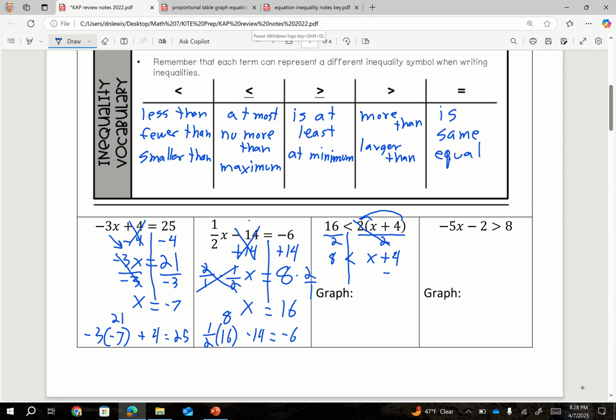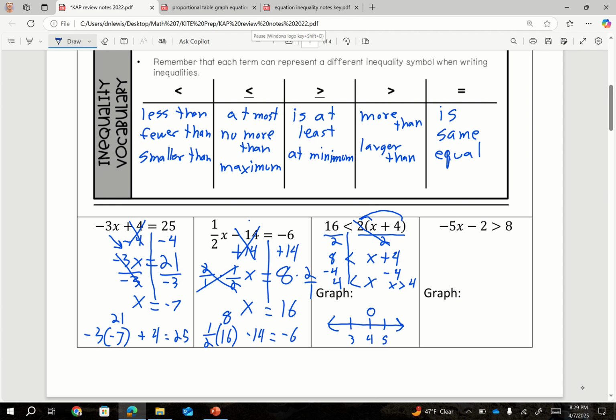I look at my plus 4 and subtract 4. Do the opposite. 8 minus 4 is 4. I do not need to flip my sign. I didn't divide or multiply by a negative. So same sign. Okay, 4 is less than x, or x is greater than 4. So when I go to graph this, 4 is less than x, or if you need to read it backwards, x is greater than 4.